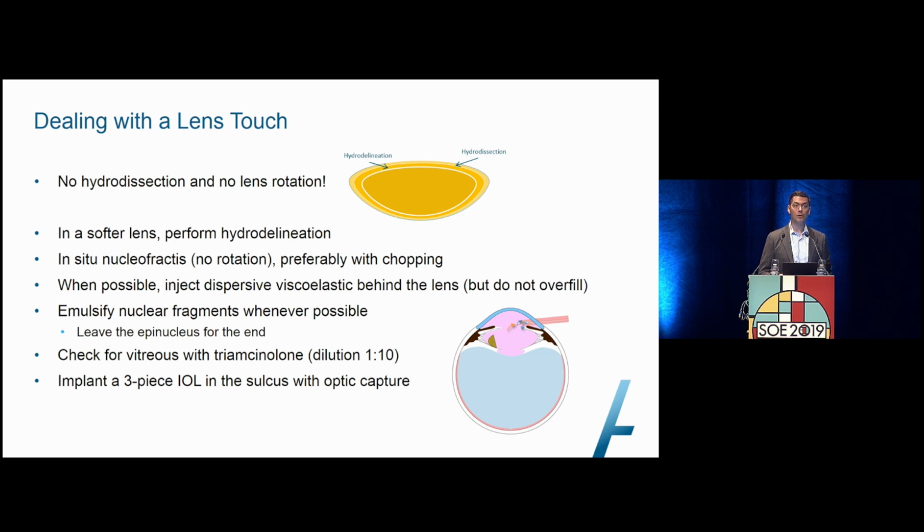Emulsify nuclear fragments whenever possible. If you have taken a small fragment out, emulsify it so it cannot drop to the back of the eye. Leave the epinucleus as a shell, to emulsify it at the end. At the end, I would check for vitreous using diluted triamcinolone alone and implant a 3-piece lens in the sulcus, preferably with optic capture.